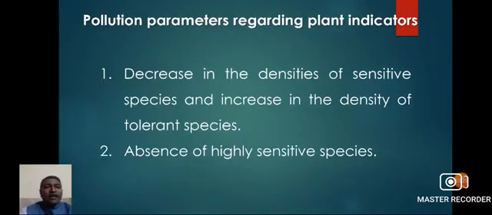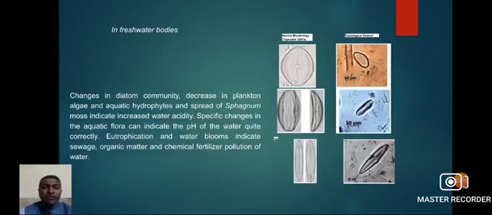Then there are some parameters which you have to consider. Decrease in the densities of sensitive species and increase in the density of tolerant species. That parameter should be considered. Absence of highly sensitive species can also be a good parameter. In freshwater bodies, a decrease in diatoms, plankton, algae, and aquatic hydrophytes, and spread of sphagnum moss indicates water acidity.